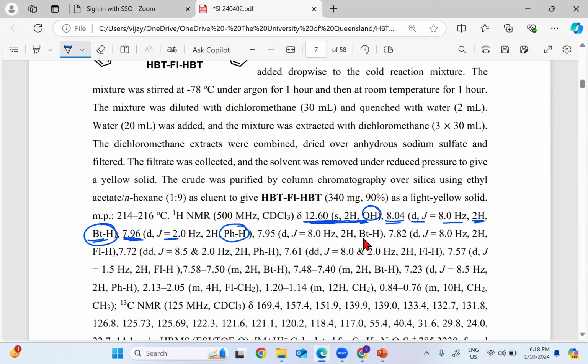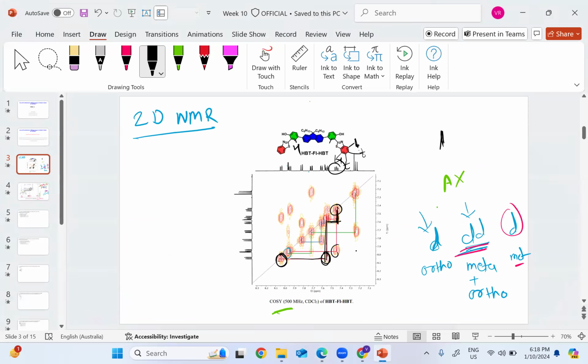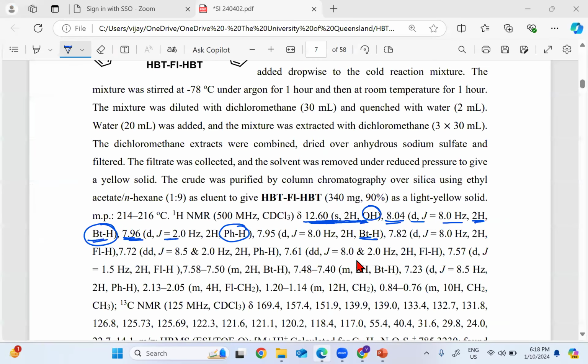Again, all the hydrogens from the benzothiazole, that benzothiazole in between. So this entire part, I call this a benzothiazole. So this benzothiazole system comes from benzothiazole.